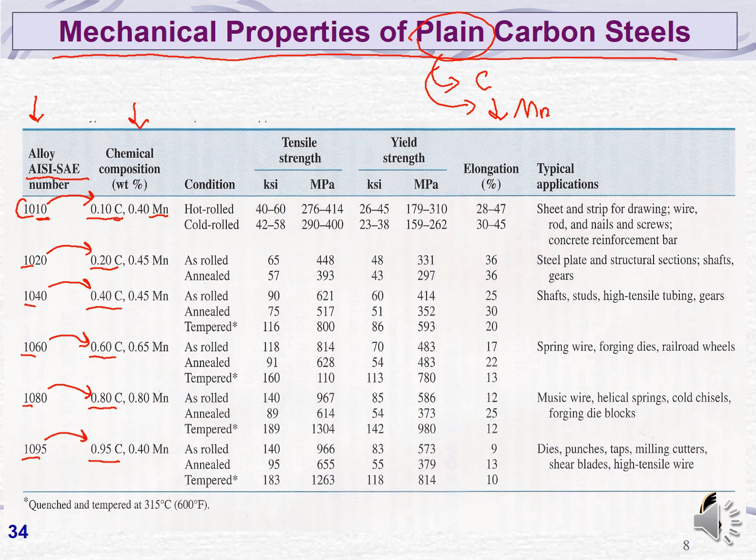So the next column is about the properties and also application. And what you can see here, just look at the megapascal unit. The value of the tensile strength is increasing as the percent of carbon increases from 0.1 to 0.95% carbon.